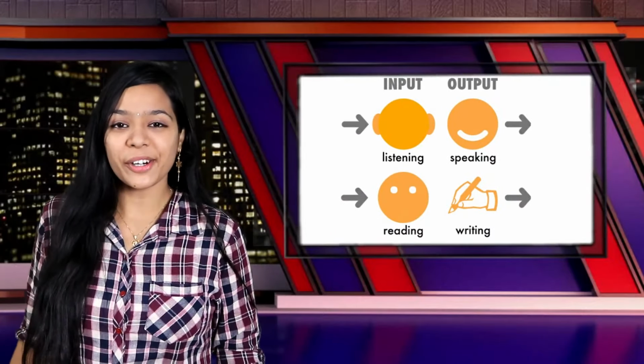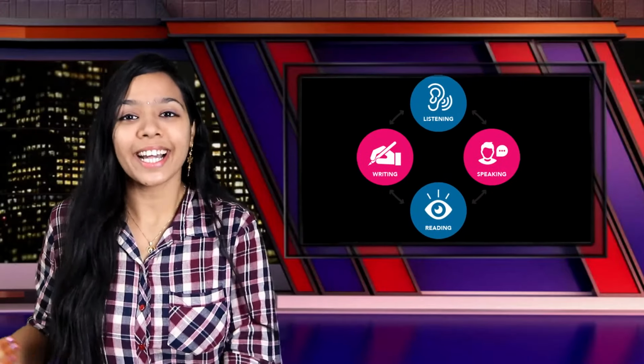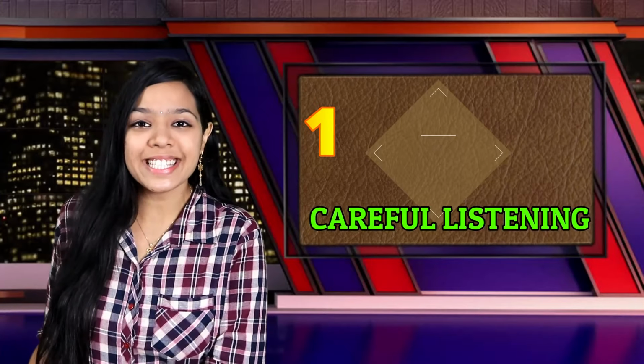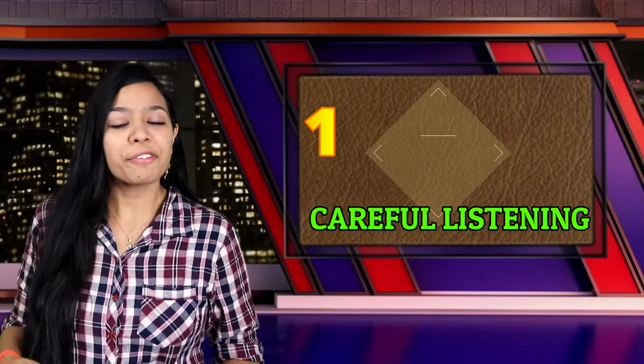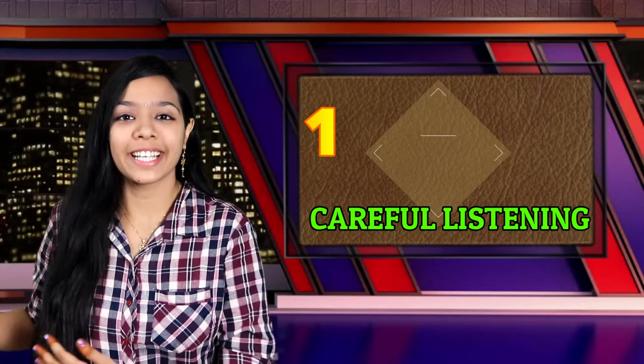We know pretty well the order LSRW: listening, speaking, reading and writing. In the same way, we have to follow it to learn flawless English. Let me begin with my first tip. Maybe you can guess it, because it is nothing but careful listening. Careful listening leads to easy speaking. Because if you observe, whatever we learn today, that is because of our careful listening.